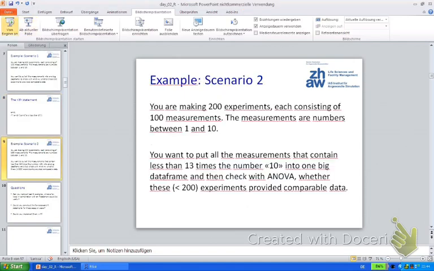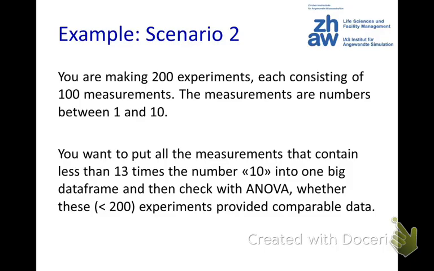Let's look at the example number 2. So now we have again our 200 experiments, each consisting of 100 measurements again, and numbers between 1 and 10 are those measurements. Now we have an additional condition. We say that we only want to take the measurements that contain less than 13 times the number 10 in one experiment into that big data frame and check with the ANOVA again whether these now less than or equal to 200 experiments provide comparable data.